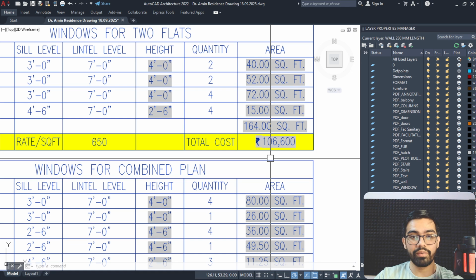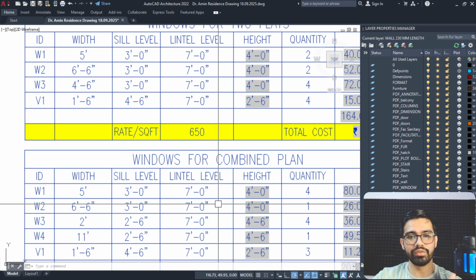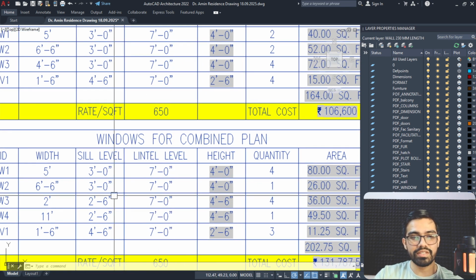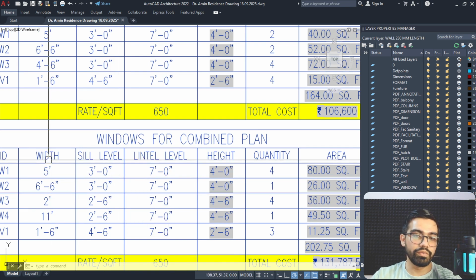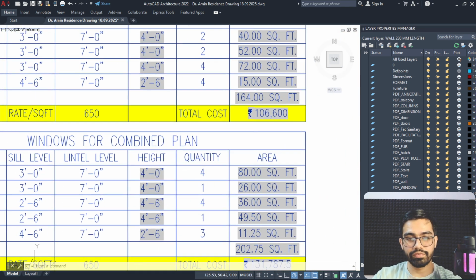And how I did is, of course, I got the width of the window, I got the sill level, lintel level. From that, you get the height. I did this so that more information is gathered into this table, and it's easier to tally and design later on. So I got the width, height, that will give me the area, number of quantity of all the windows.